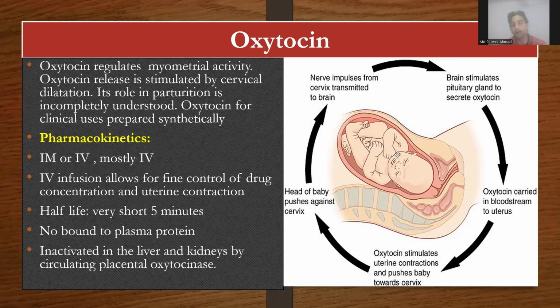Now, related to pharmacokinetics of oxytocin, it is given either by intramuscular or IV route, but mostly we give it by the intravenous route. Mostly we give it by IV infusion, which allows fine control of drug concentration and uterine contraction. Half-life is very short, approximately 5 minutes.